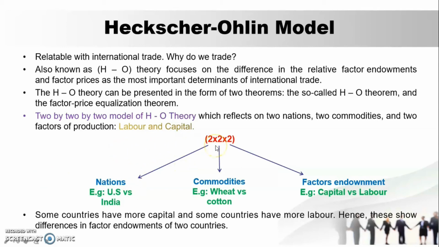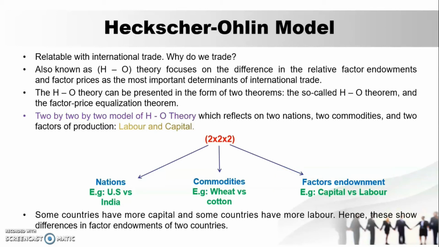So here is the simple diagram of the 2 by 2 by 2 model of HO theory to enhance your understanding. The 2 by 2 by 2 model each represents a different subject. The first two represents two nations. Example here we put United States and India. The second two represents two commodities. Example here wheat, which is goods produced by United States, and cotton, which is goods produced by India. And the last two represents factor endowments in this model, which is capital and labor. Some countries have more capital and some countries have more labor.